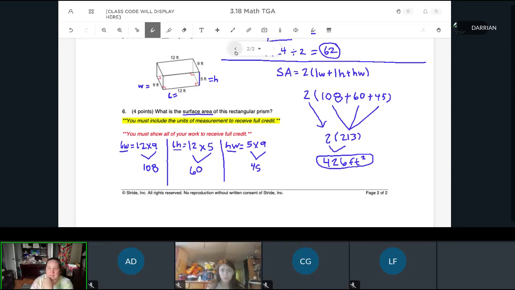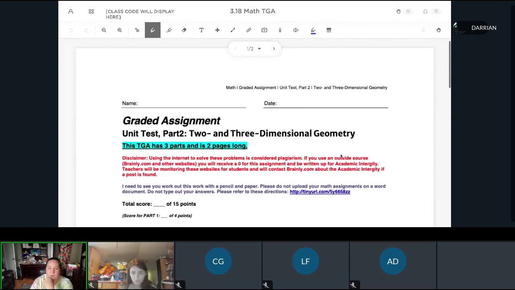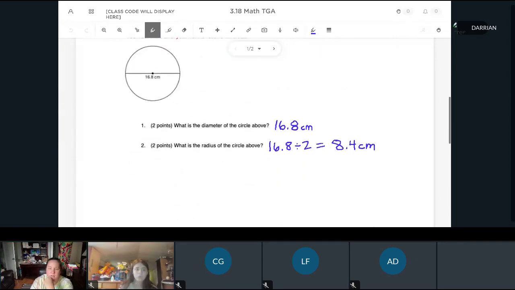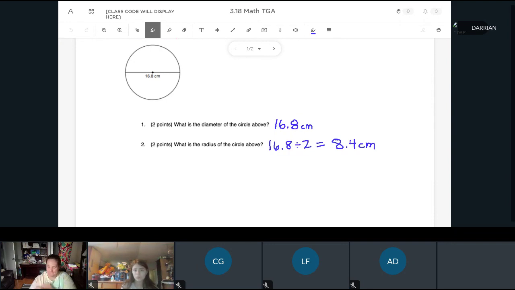Okay, for those of you that needed it, here's number 1 and 2 on the first part. Number 1 and 2. Those are really easy. You just were telling what the diameter and radius was.